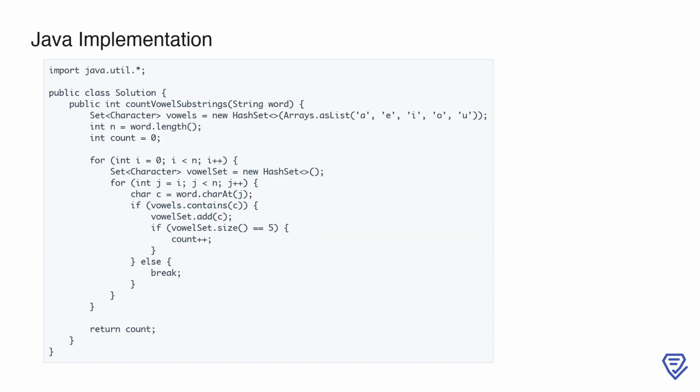This Java implementation solves LeetCode problem number 2062, count vowel substrings of a string. The logic is equivalent to the Python solution, with adjustments for Java syntax and type declarations. A hash set is used to track unique vowels in each substring, and the outer and inner loops iterate through the string to assess substrings. The method returns the total count of valid vowel substrings. Java-specific features like HashSet and Arrays.asList are used to handle collections effectively.